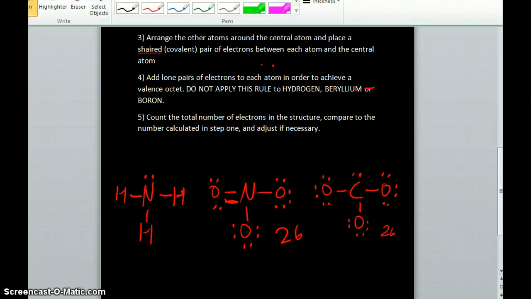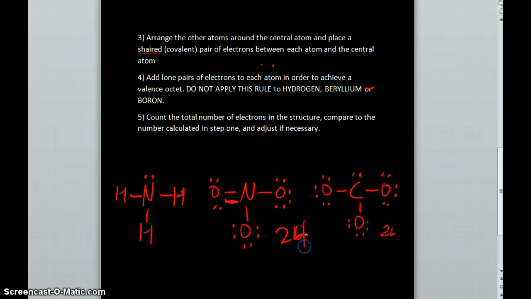And so when I eliminate a pair, I still have an octet around all 4 atoms, but I'm down to 24 electrons. And this would be the correct structure. However, if it's an ion, and nitrate is, you must enclose the structure in square brackets and put the charge outside those brackets, and you're done.